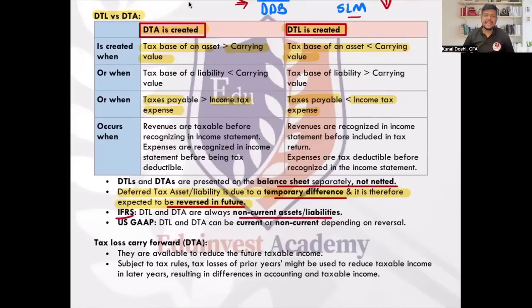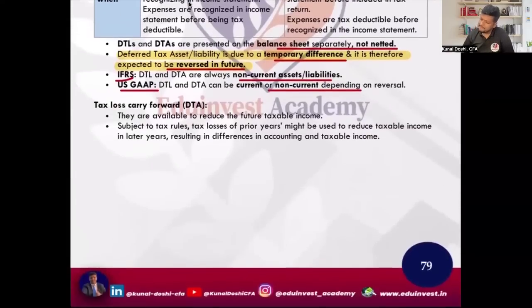IFRS considers DTA and DTL as non-current asset and liability, which we saw in the calculation of cash flow. US GAAP puts them in both current and non-current. Whatever is going to be settled in the coming year is current. Beyond that, it is non-current. For your exam, you need to focus that DTA and DTL are both generally non-current. Understood? Clear?